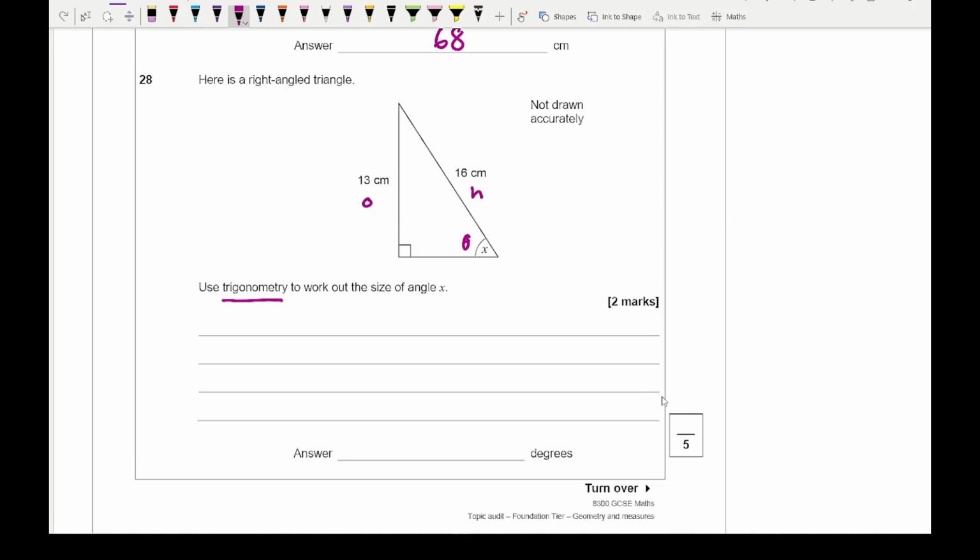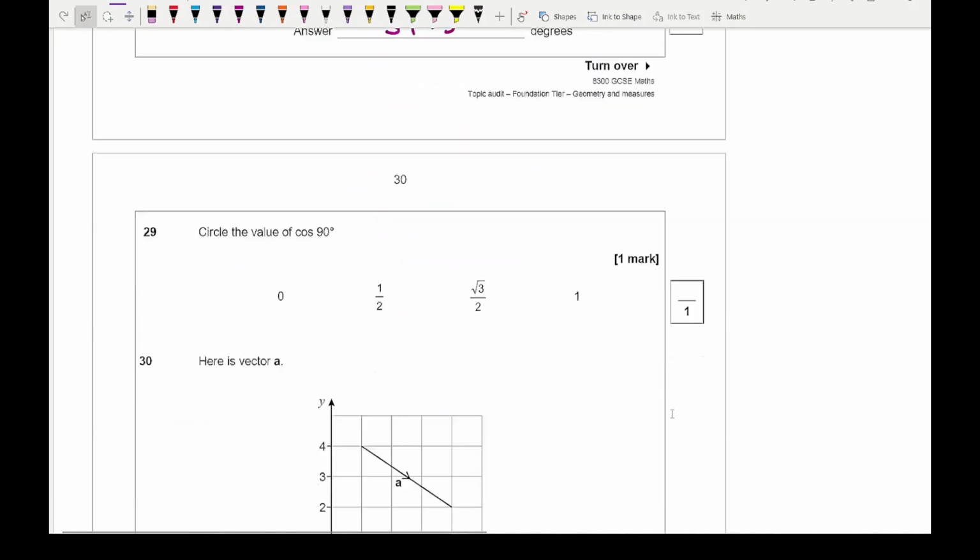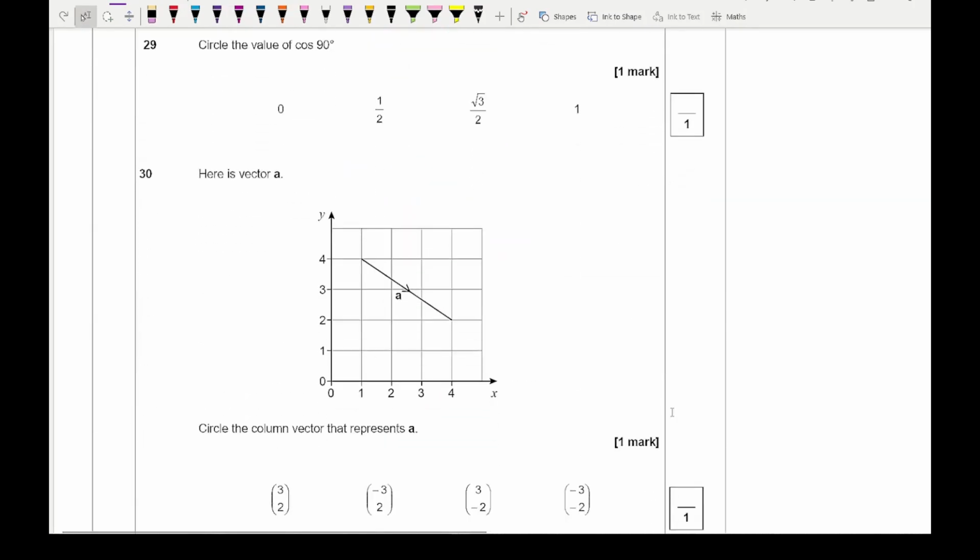Well, for this I'm going to use sine. So sine theta equals opposite over hypotenuse. So I've got sine x equals 13 divided by 16. Then to work out an angle, I've got to use the inverse of sine. So if I type all of that into my calculator, I should end up with an answer of 54.3 degrees, and that's to 1 decimal place. Now again, there's no mention of rounding, so if you struggle with your rounding, just copy the answer that's on your calculator.